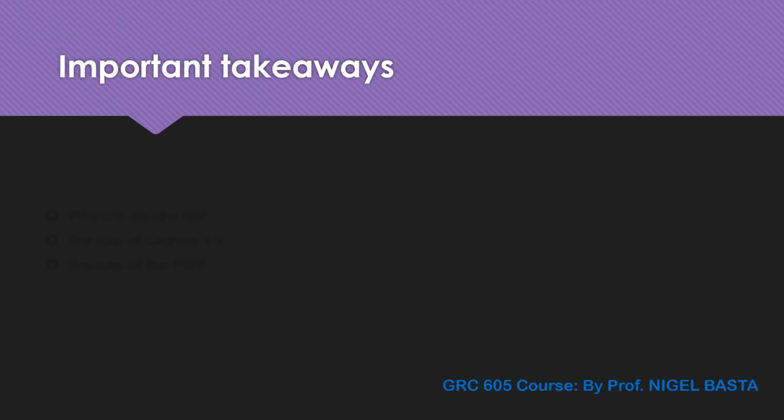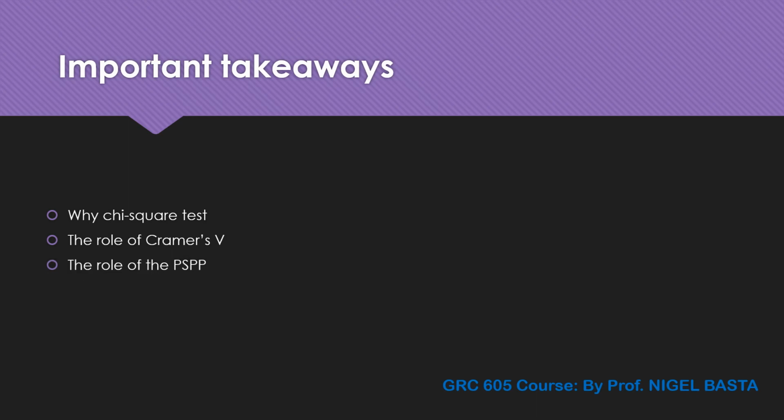Now let's talk about some important takeaways from this session. The first important takeaway is to know when to use the chi-square test of independence. We should note that there are 3 different types of chi-square tests, so knowing which one to use is important. Otherwise, our results could be flawed or compromised. It is also important to know when to use the Cramer's V and the role it plays in the chi-square test. We must remember that the Cramer's V only comes into play when we reject the null hypothesis.